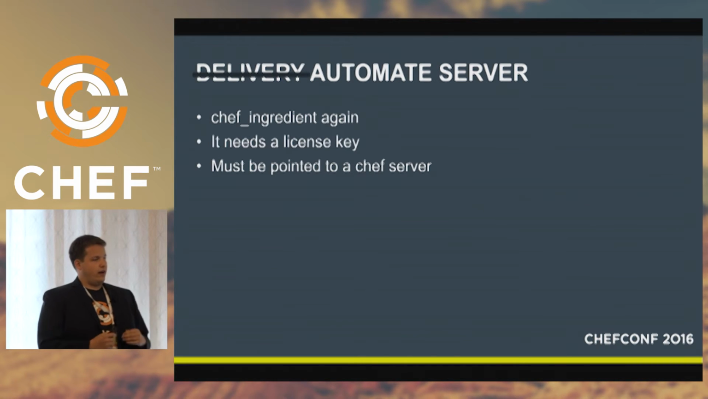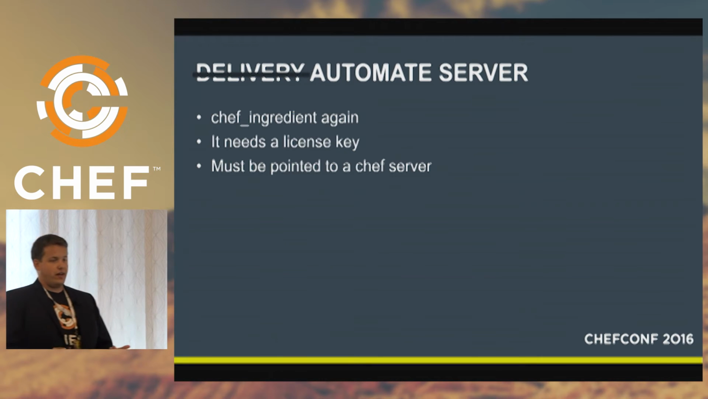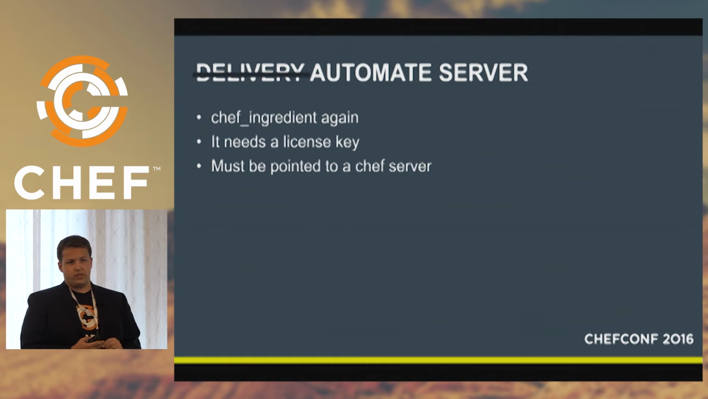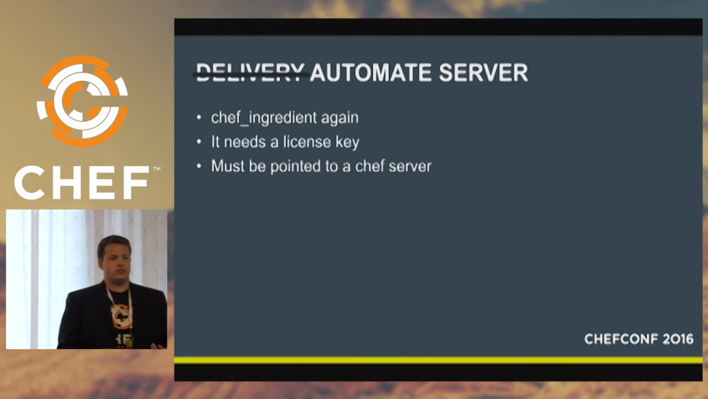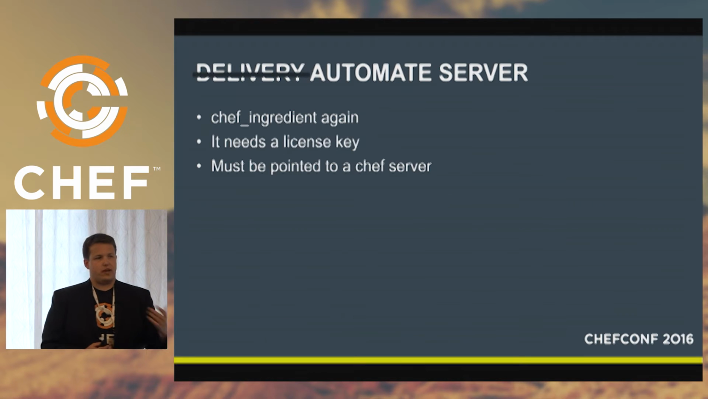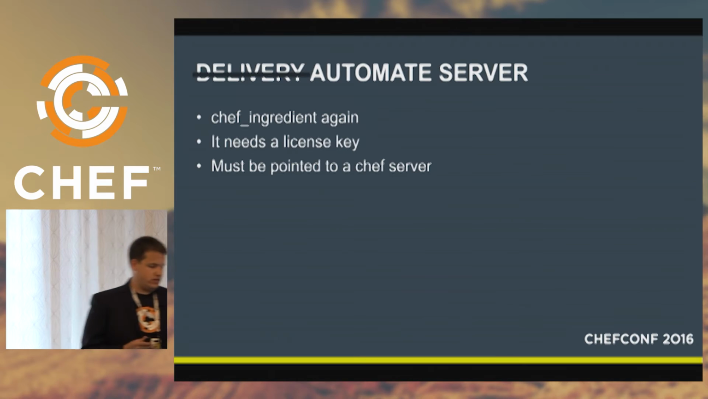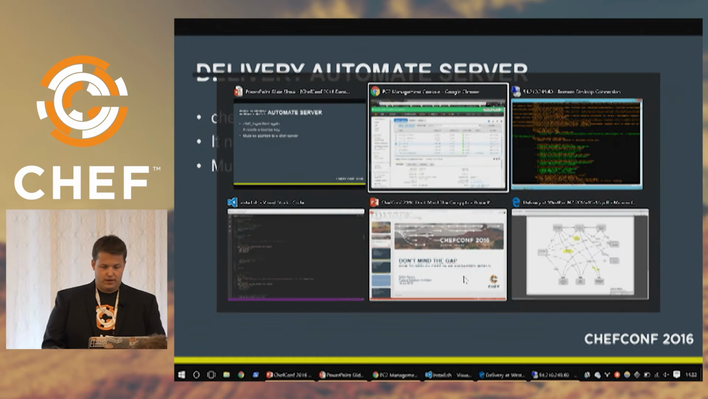So for Delivery, Automate, the Automate server requires chef_ingredient again. It also requires a few other things. It needs a license key, and it's got to be pointed to a Chef server. So again, when we talk about the order of operations, right, what we really wanted to do here is, again, we need that Chef server up to be that command and control point as we go through this whole process. Let's go ahead and check back in on the demo real quick.